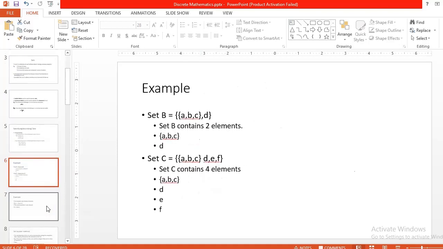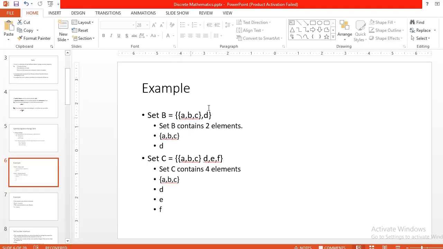Next, there is one example here of how we can denote a set by using the listing method. Here there is one set, set B, and this set B contains only two elements. The first element is {A, B, C}, comma, the other element is D. So see here carefully, the set B contains only two elements, not four elements.